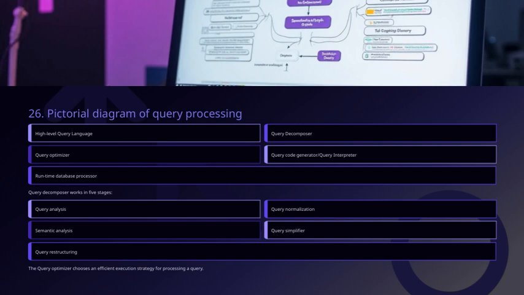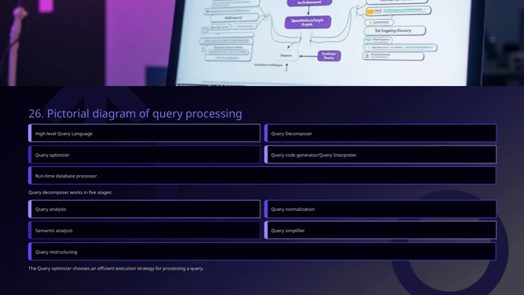Then, semantic analysis checks for meaningfulness and correctness of the query's content. Next, query restructuring reorganizes the query to optimize performance and clarity. Following that, the query decomposer works in 5 stages to break down the query into manageable parts. This is where the query simplifier, normalization, and code generation happen, making the query easier to process.